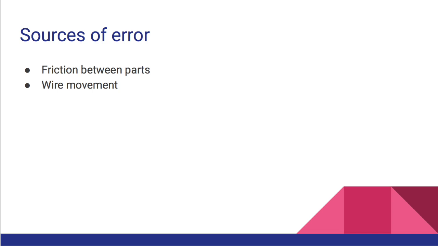Another source of error could be the wire movement, this being like the air resistance that's enacting on the wire itself as it's moving around the battery.